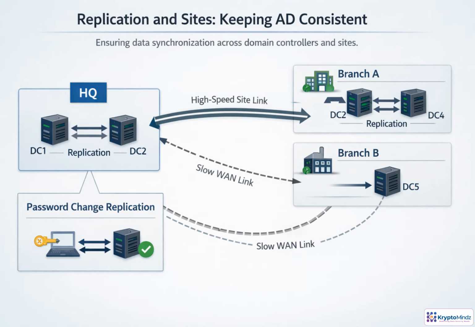Reliability also depends on replication. When a change happens, like a password reset, it is written to one domain controller and then replicated to others. Within a fast headquarters or branch network, that replication can happen quickly. Across slower WAN links, AD uses site links to control when and how data moves, keeping traffic predictable. The goal is simple. Users should authenticate against a nearby domain controller and still receive consistent identity data. Good site design balances freshness, bandwidth, and resilience across the organization.